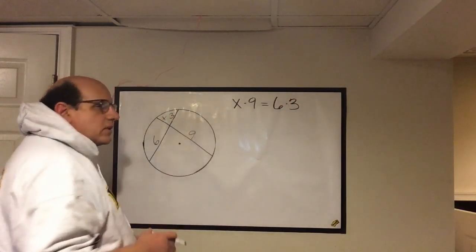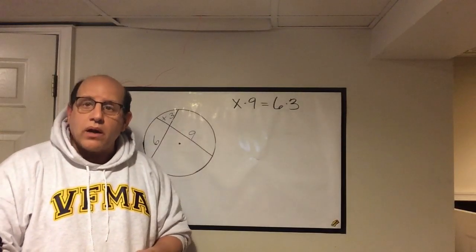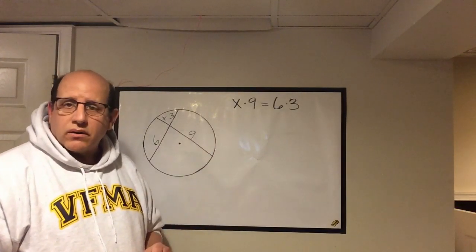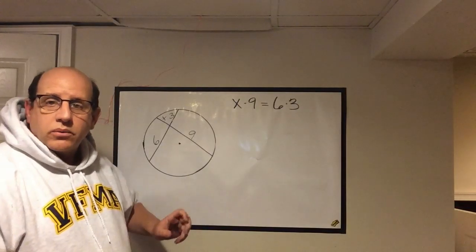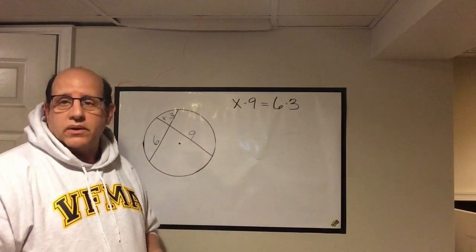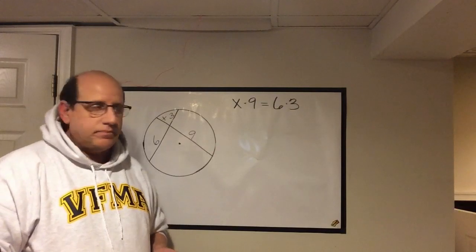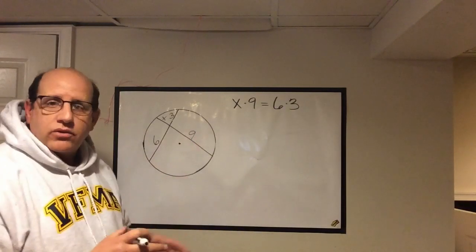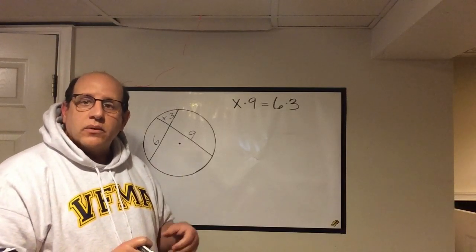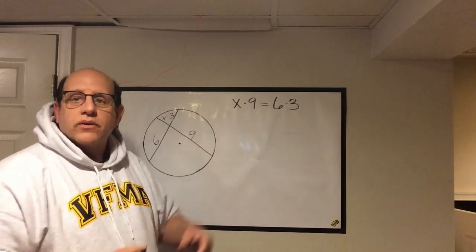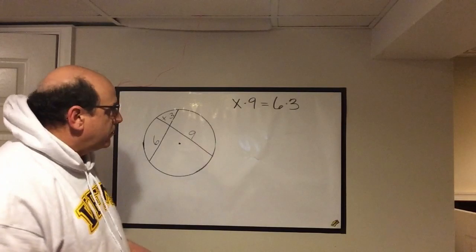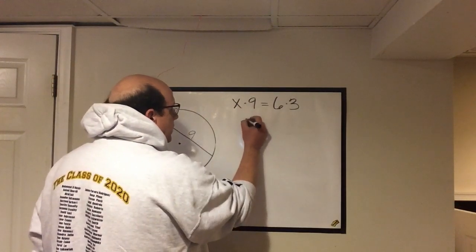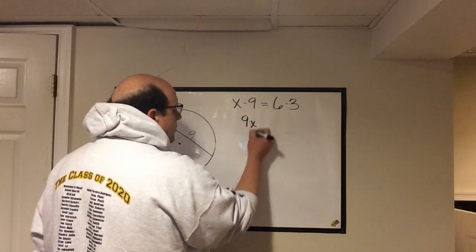That's what the concept says, that the product of each segment on a line is equal to the product of another segment that intersects it. So it doesn't matter where it intersects, the product of the two segments is equal to the product of the other secant's two segments. All right, so x times 9 we can do and just say it's 9x.